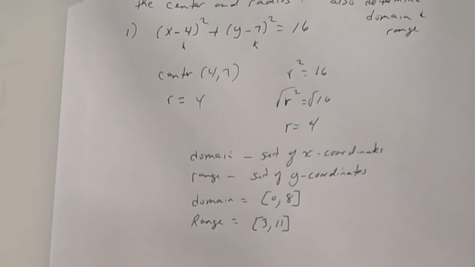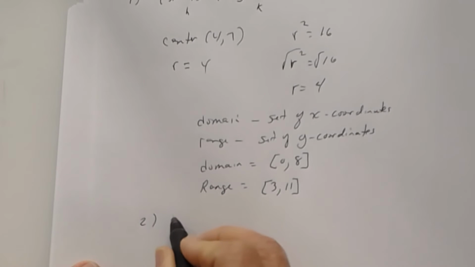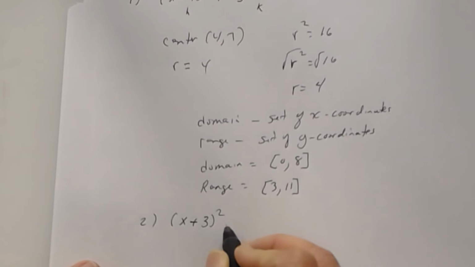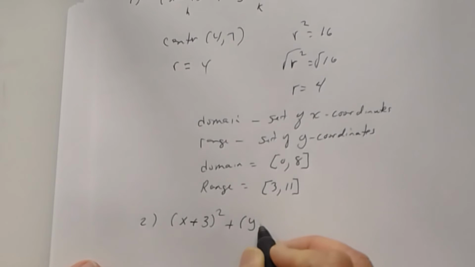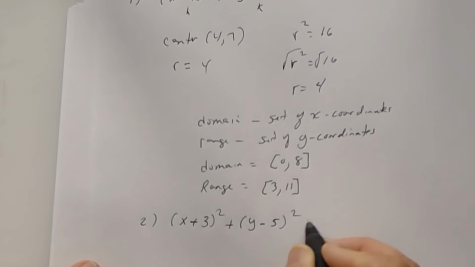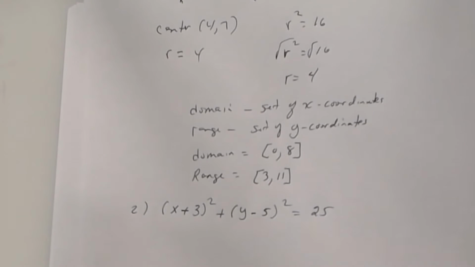All right, let's look at another, number 2. Okay, suppose I had this now. Suppose I had x plus 3 squared plus y minus 5 squared equal 25. You have the formula in front of you. You got to remember the formula says x minus, y minus, right? It doesn't say x plus, y plus.